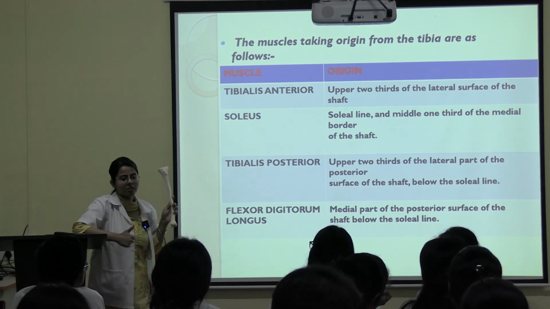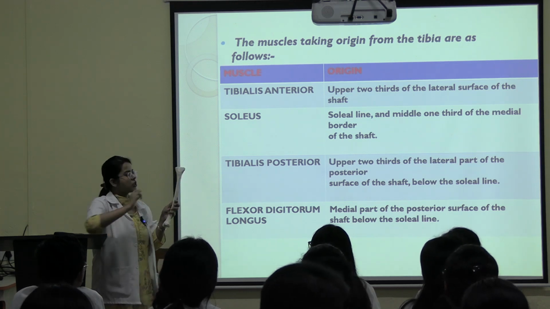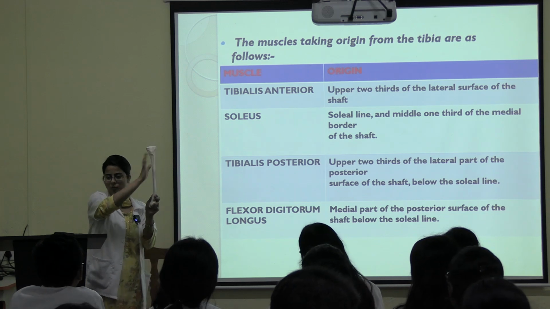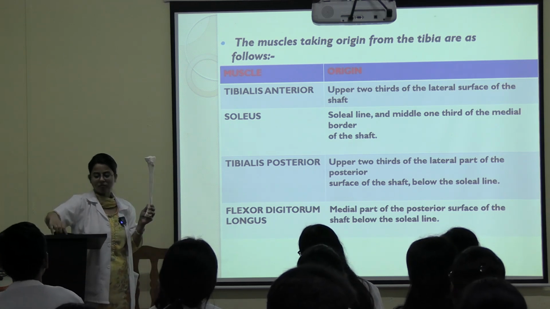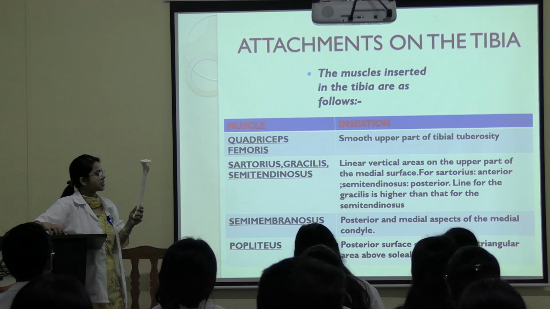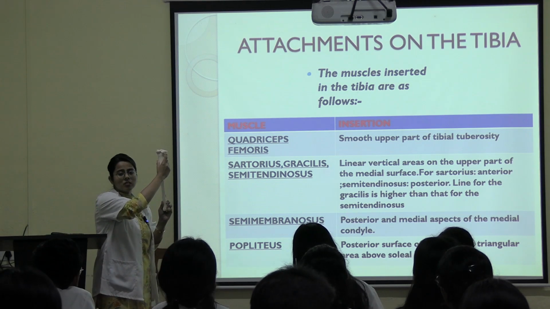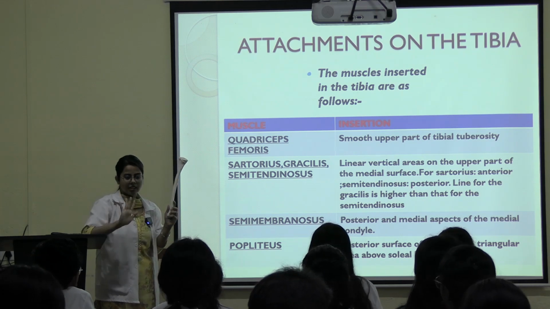Quadriceps femoris was the first muscle which inserted. So where is it inserted? In the smooth upper part of the tibial tuberosity. Clear? Next is this groove behind the medial condyle. This is for semimembranosus. Clear?